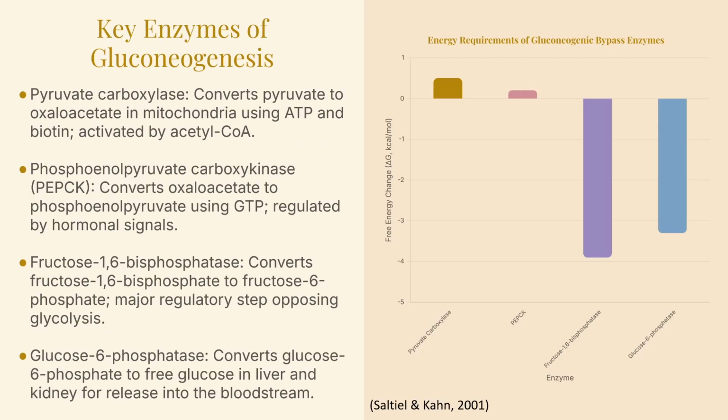Gluconeogenesis cannot simply run glycolysis in reverse because several steps in glycolysis are irreversible. Instead, the body uses special enzymes to bypass these steps. These enzymes represent the key control points of the gluconeogenesis pathway.